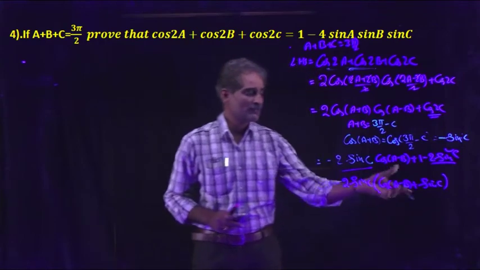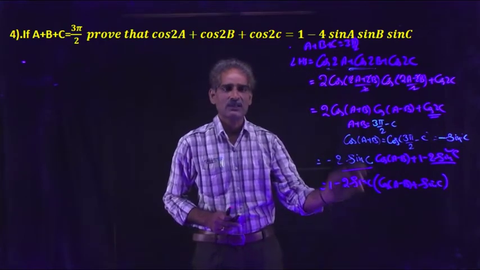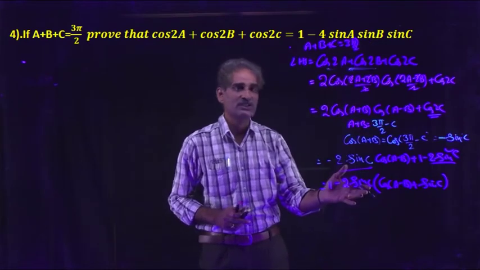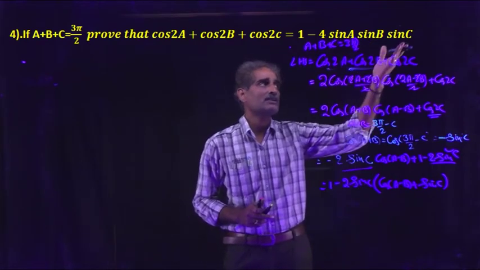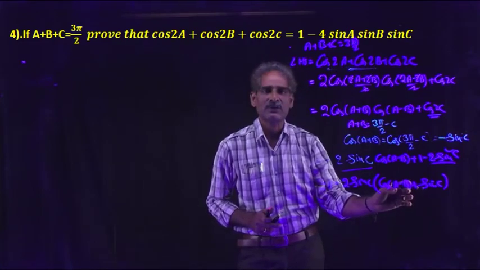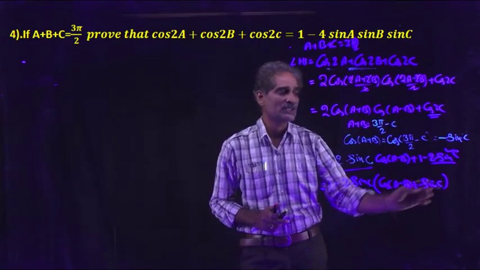So observe the remaining terms. Already sin c is there. So what are the remaining terms in the required one? Sin a, sin b, sin c. Already sin c is there, so what are the required terms here? Sin a and sin b. It is in terms of a and b. Here also you have to write sin c in terms of a, b.